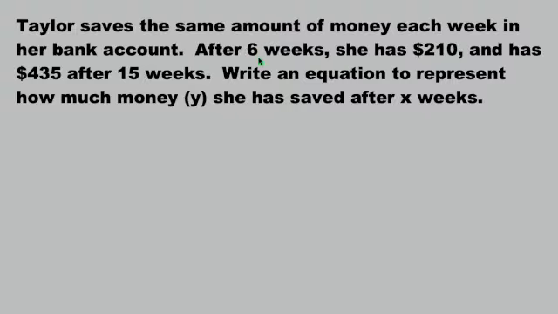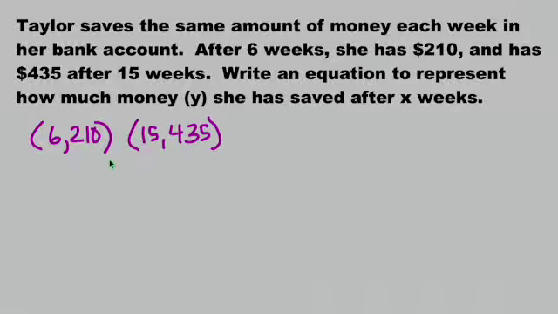So 6 is going to represent x, so therefore I could write that as a point: (6, y), where y is how much money she has. So in 6 weeks she has $210. The other point is going to be after 15 weeks, she's going to have $435. So this is similar to the problem before where we have 2 points. So the first thing we're going to do is find the slope. So remember, slope is delta y over delta x.